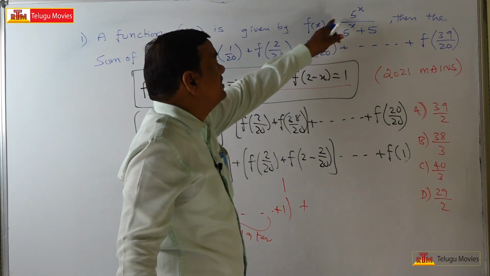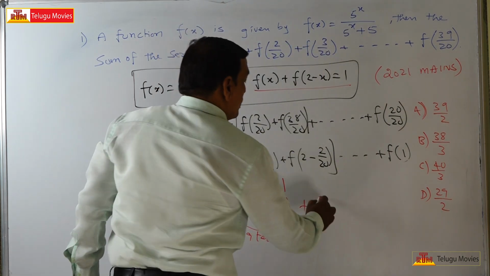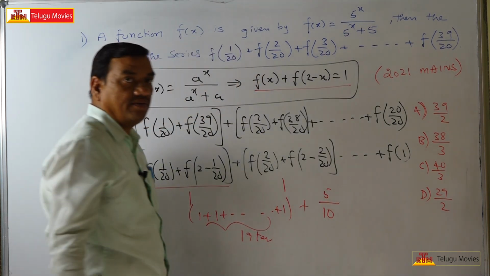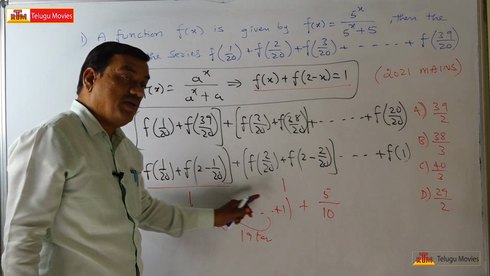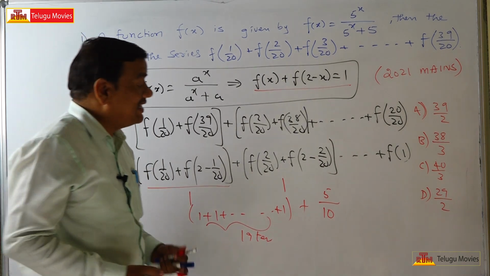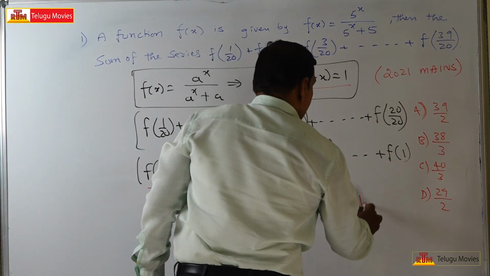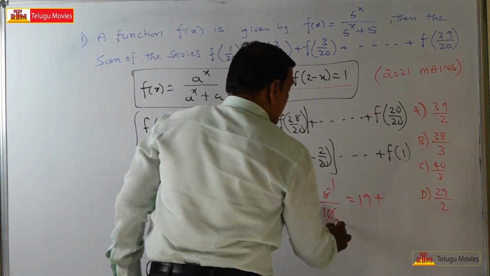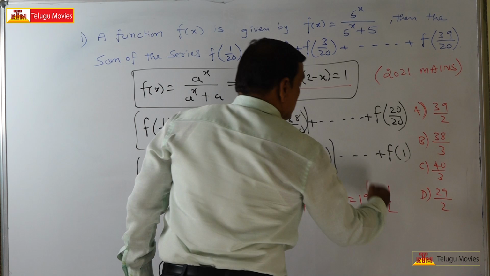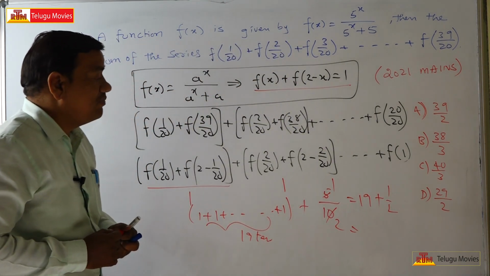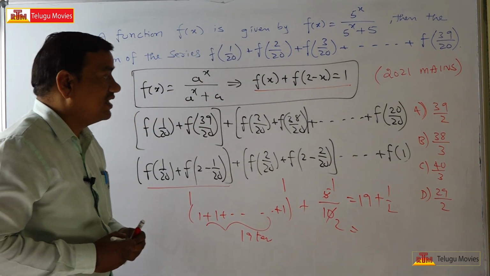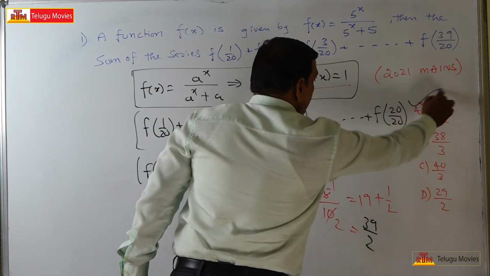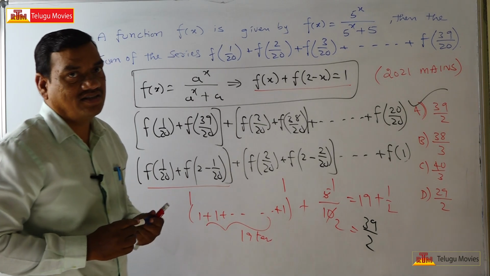f of 1 means substitute here: 5 power 1, that is 5 by 5 plus 5, which is 5 by 10. So 1 plus 1 plus 1, and there are 19 ones. Therefore, that is equal to 19 plus 5 by 10, and 5 ones are 5, 5 twos are 10, so it is 1 by 2. 19 plus 1 by 2 is equal to how much? 38 plus 1 by 2, that is 39 by 2. So 39 by 2 is your correct answer.